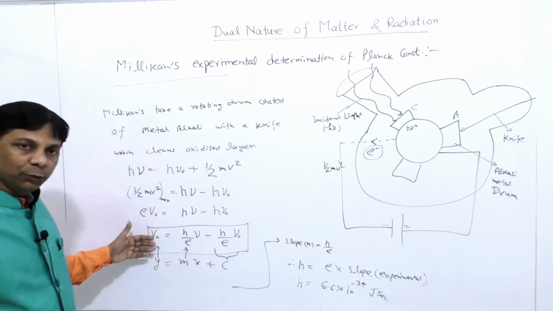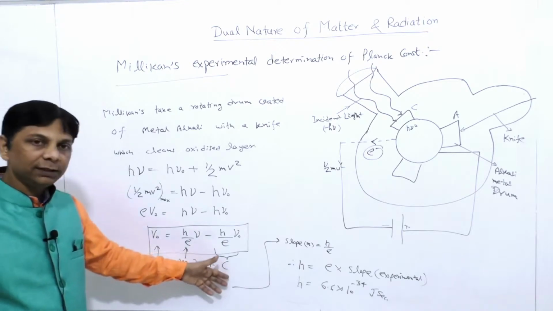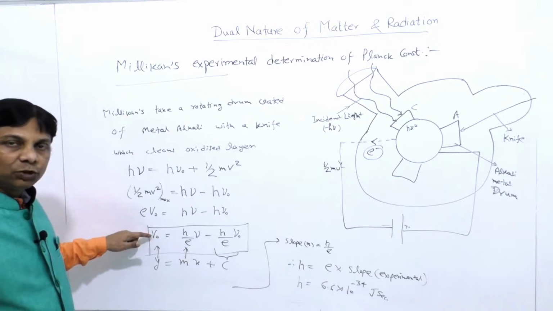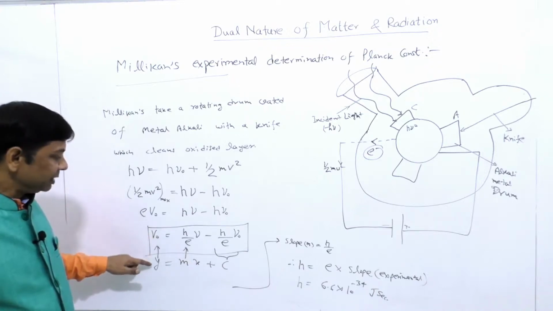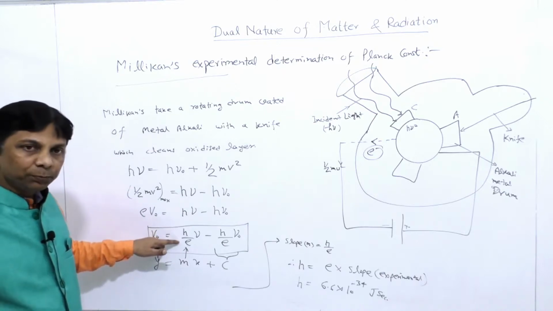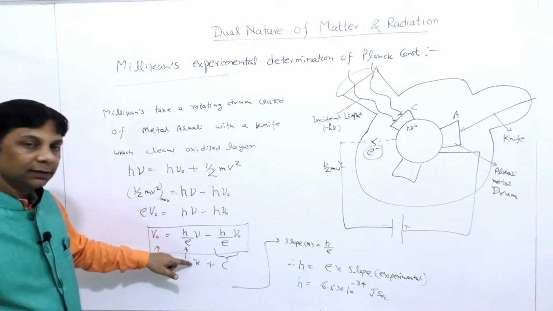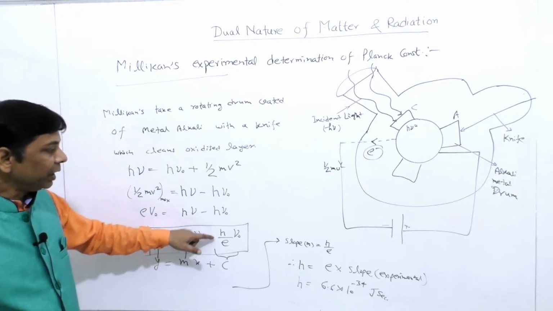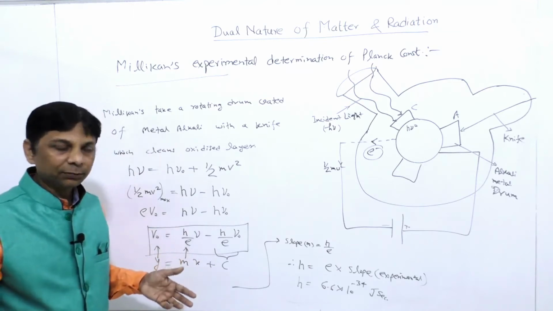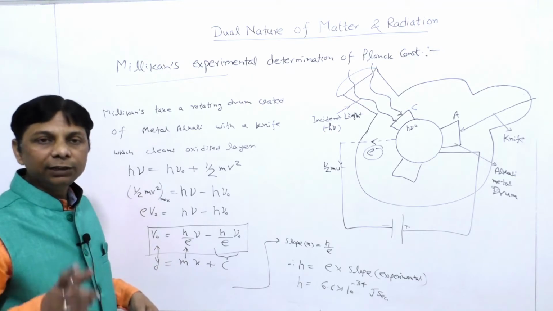By comparing this equation with the straight line equation y is equal to mx plus c, here the stopping potential is placed on the y-axis, h by e behaves like the slope, frequency nu is on the x-axis as the x variable, and minus h upon e times nu naught is the intercept. Because this is negative, this intercept must be on the negative y-axis.